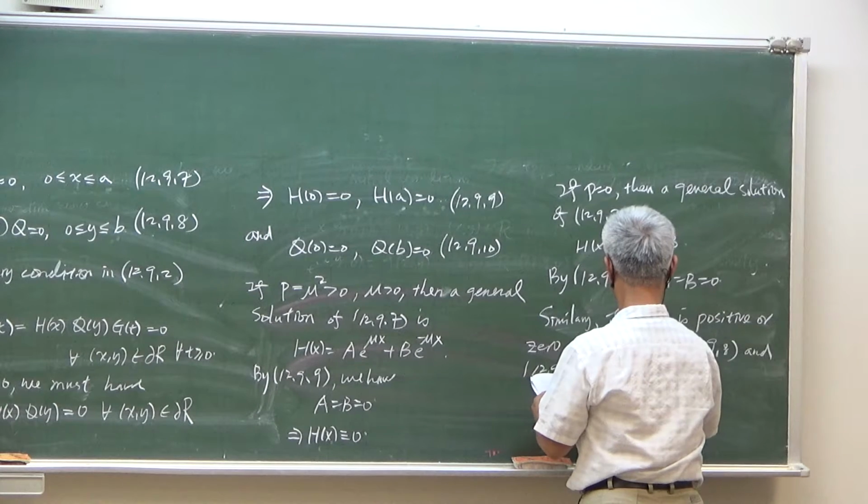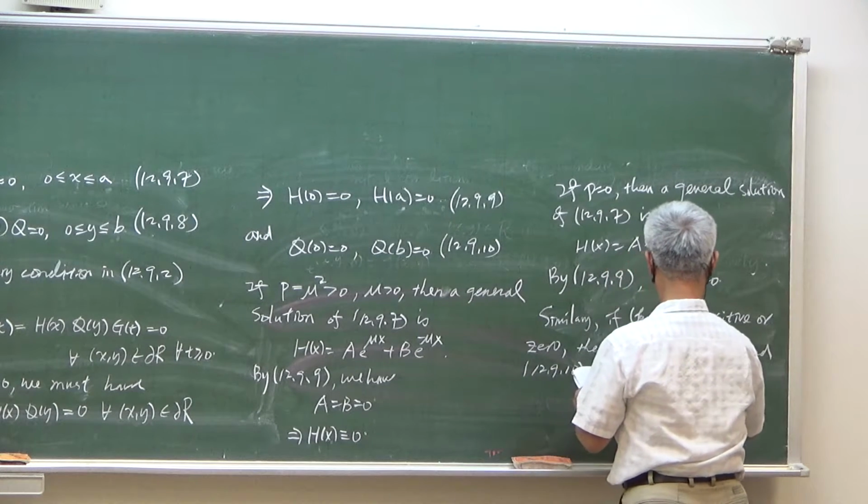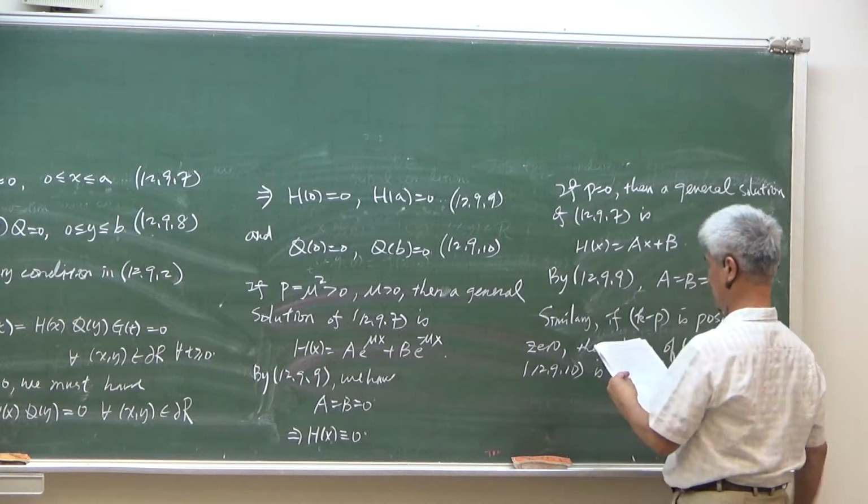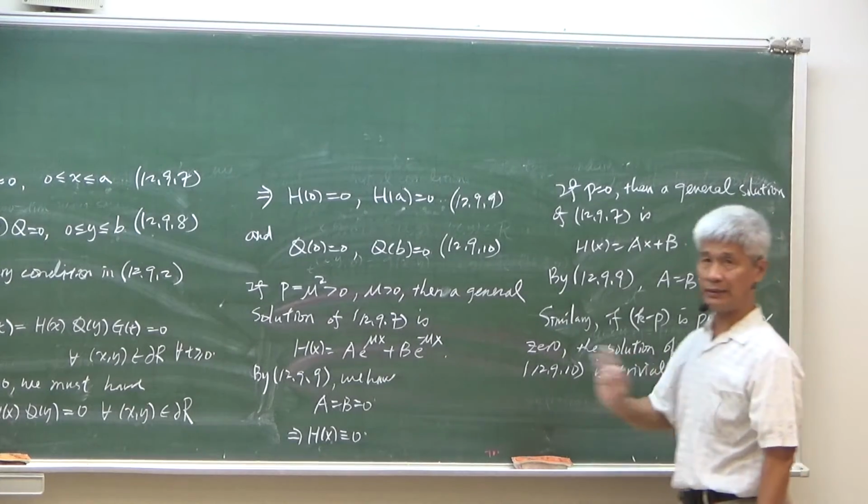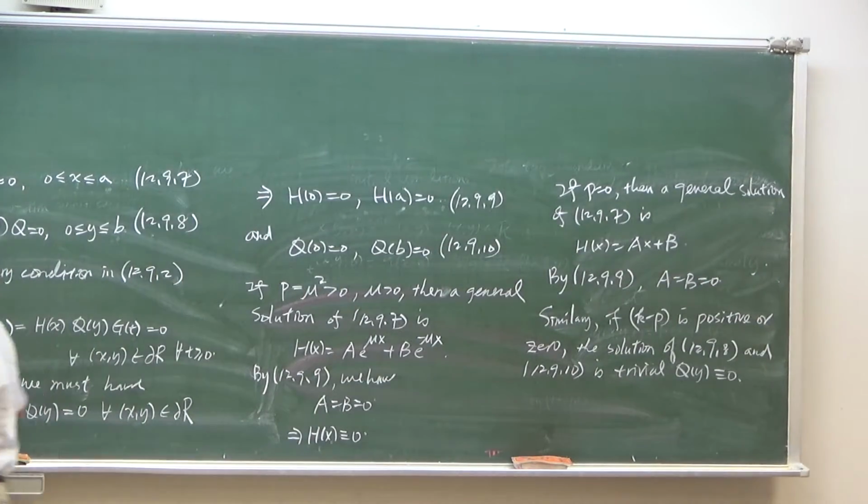Is trivial. Okay, so we are not interested. We are not interested with such trivial solutions. Okay, so the final thing is that now consider p equal to minus mu square, which is negative for mu greater than 0.